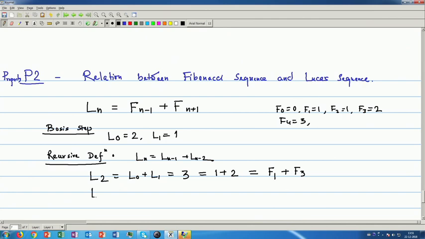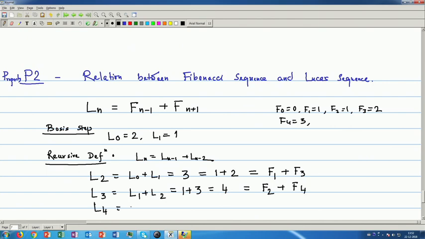So, what is my L 3? L 3 is L 1 plus L 2, and L 1 is 1, L 2 is 3. So, this is 4, and I can write that 4 is 3 plus 1, that means f 2 plus f 4.